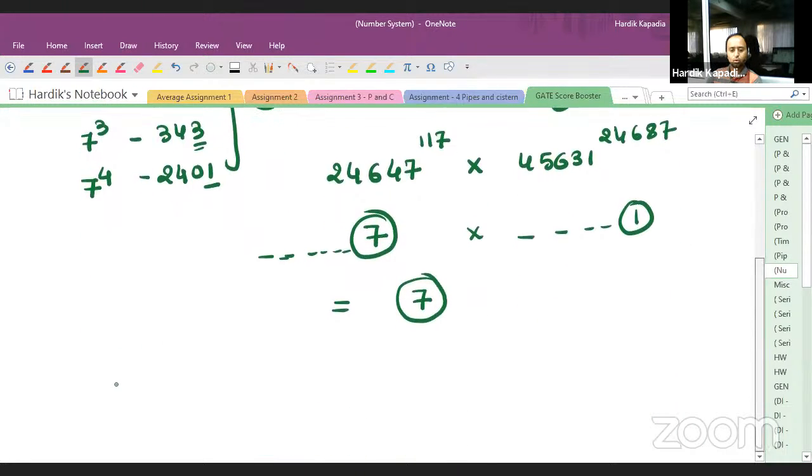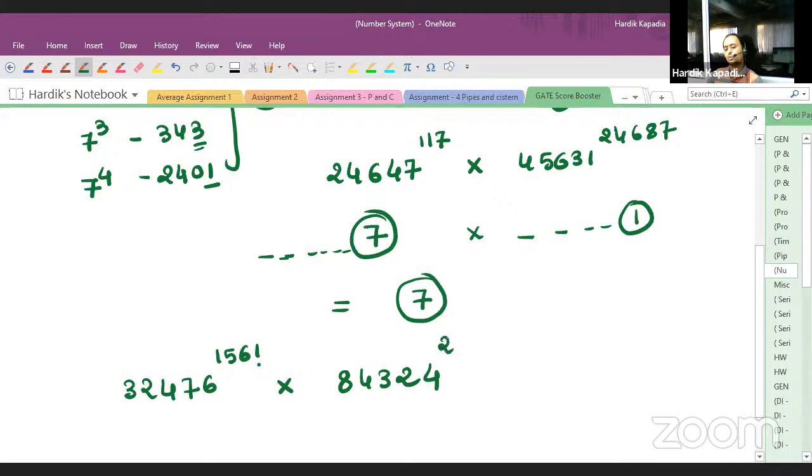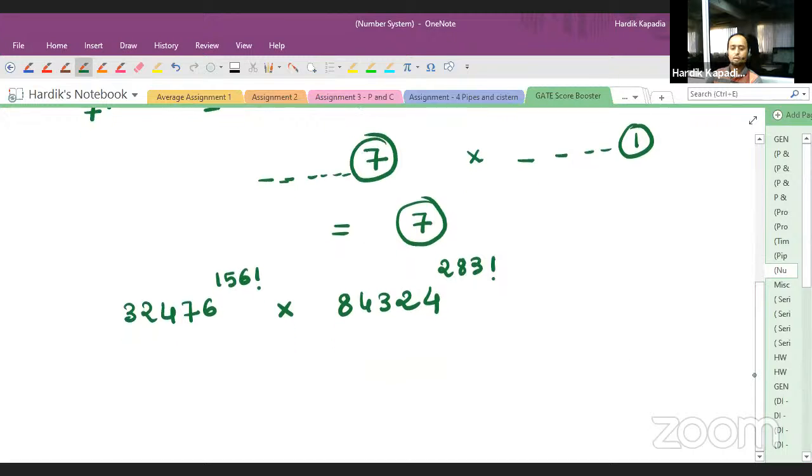Let's do for 32479 raised to 1. Okay. 6 raised to 156 factorial, into 8432 raised to 283 factorial. Okay. Let's do it for this. This is factorial.